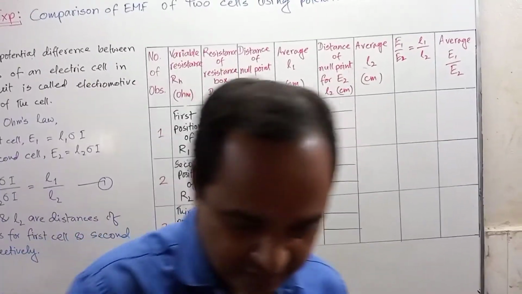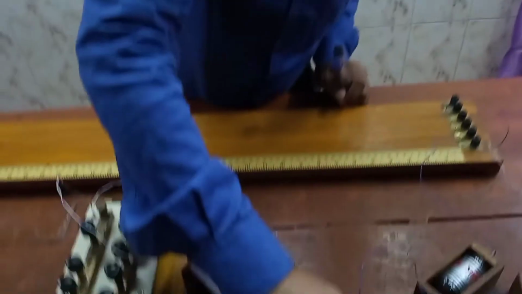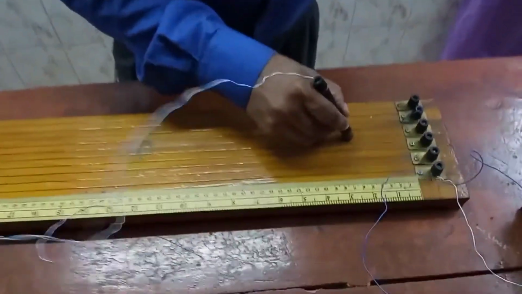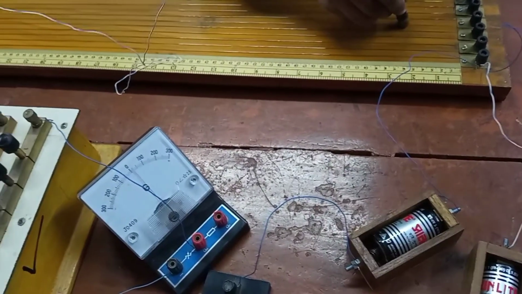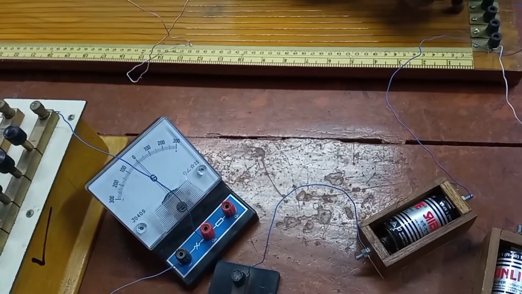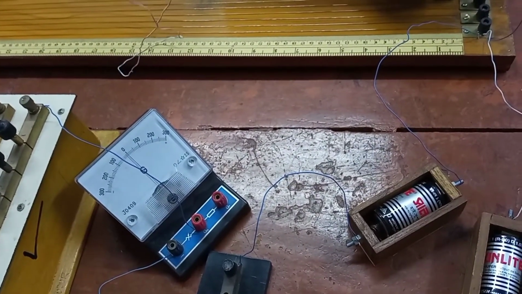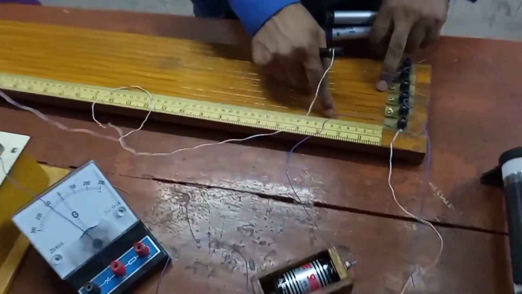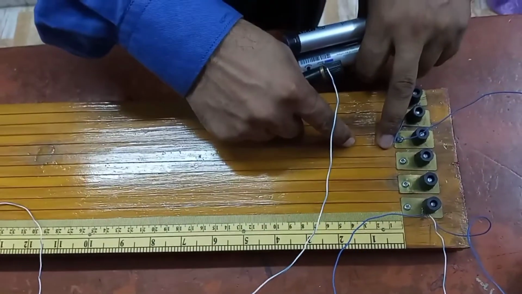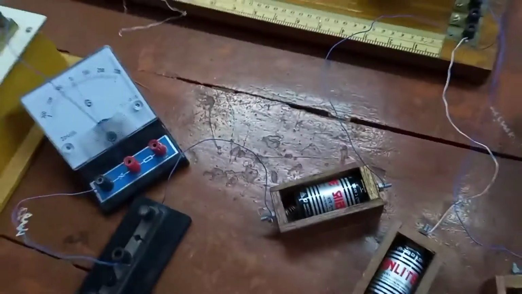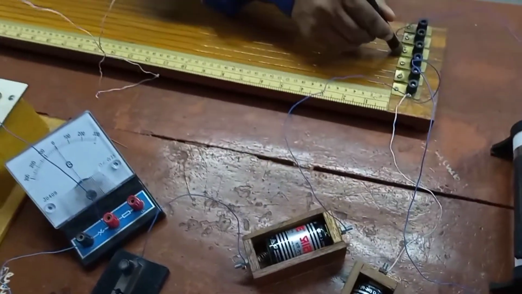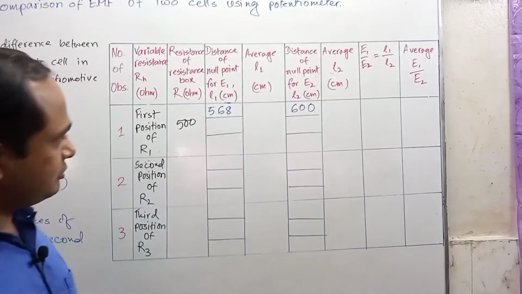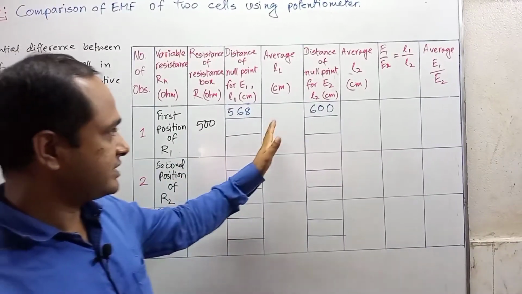Similarly, now we are going to get the reading for the null point for the second cell. We can get it almost in the same position, when the deflection is almost at the end of the wire, 1 2 3 4 5 6. Here the length of the null point for the second cell is exactly 600 centimeters. Similarly, we will collect this data and we will get the average value.